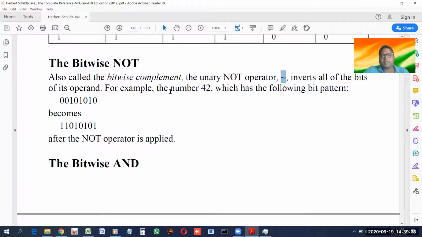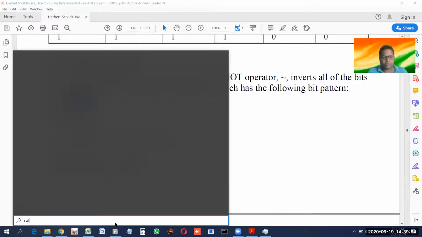For example, the number 42. This is the number 42, which has the following bit pattern. This is the binary code of 42. Now, how it came, you all know, but let me show you with the help of a calculator. That's better to watch.